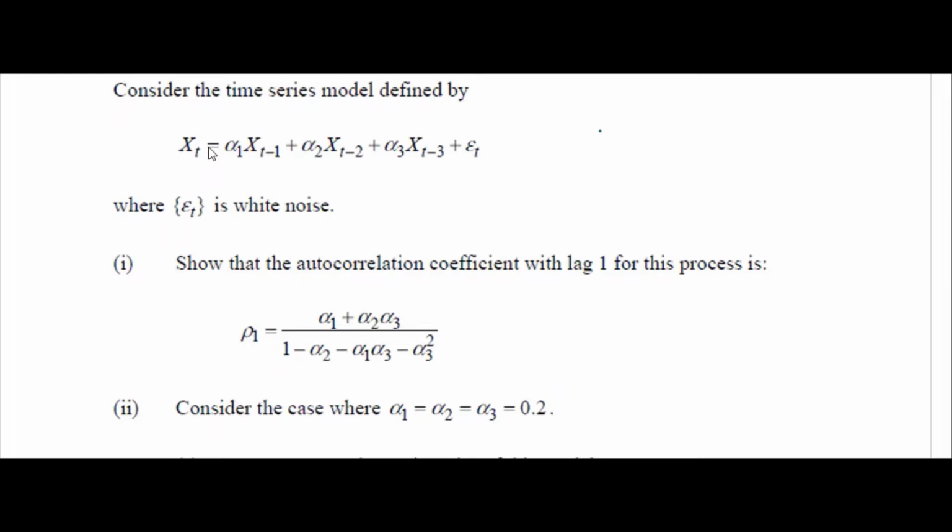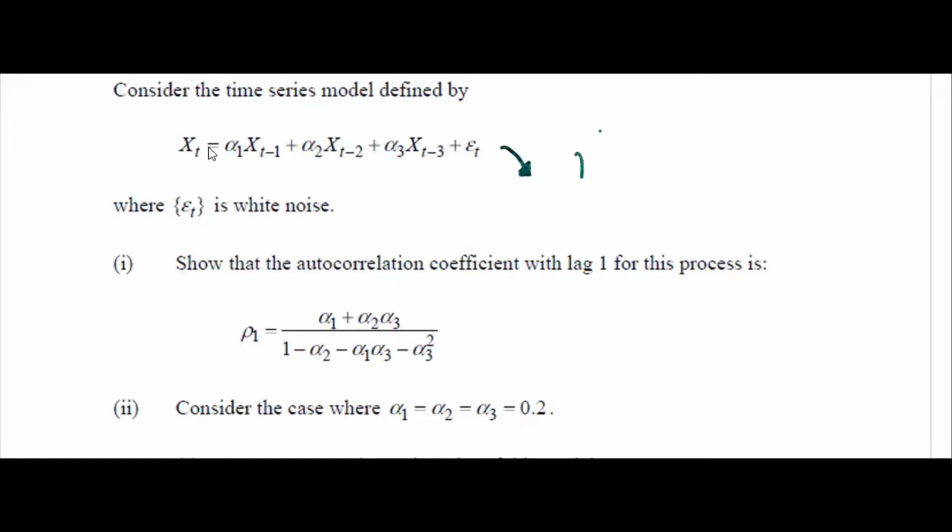So how can you find rho 1? You find Yule-Walker equations. After finding the Yule-Walker equations, I can write it this way. This is a general one. Now alpha 2, alpha 1, alpha 3 are given.